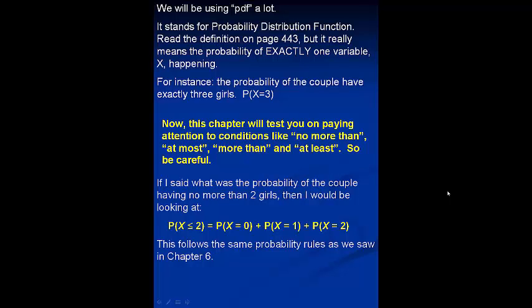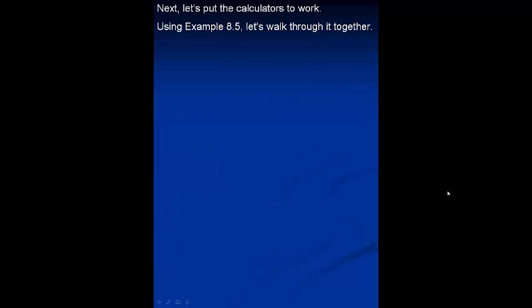And remember from chapter 6, when we say or, what do you do? You add. So we have the probability of x equals 0, plus the probability of x equals 1, plus the probability of x equals 2. You add those together. This follows the same probability rules that we saw in chapter 6.